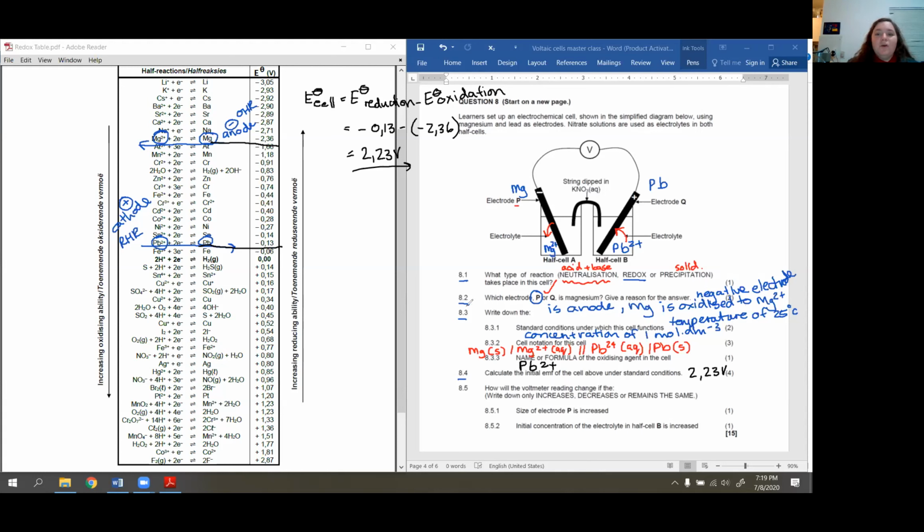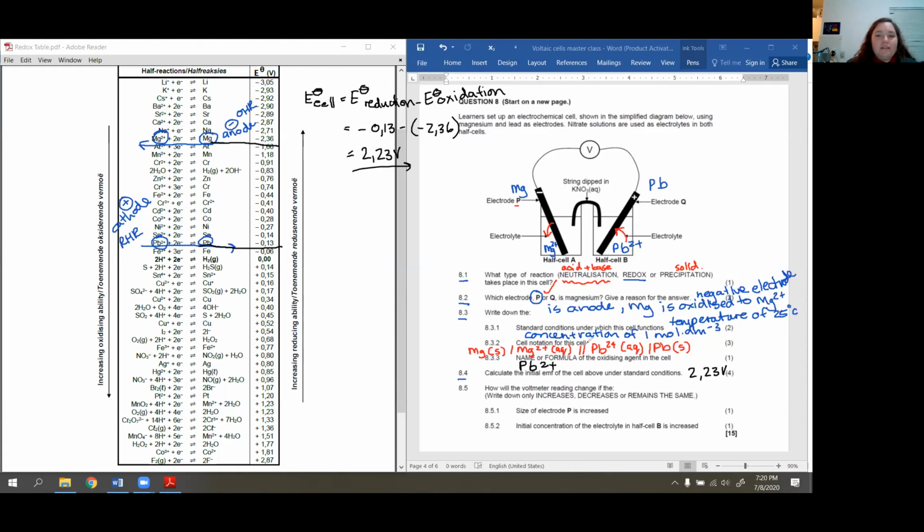All right. Next bit was to write down the standard conditions under which the cell functions, the temperature of 25 degrees Celsius, and a concentration of 1 mole per decimeter cubed. Please note, I'm always tempted to say concentration of electrolytes of 1 mole per decimeter cubed and pressure of gases of 1 atmosphere, rather than just concentration and pressure.